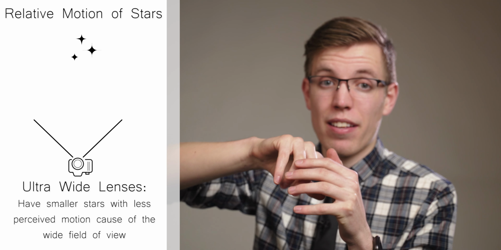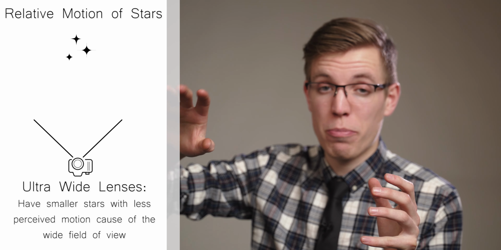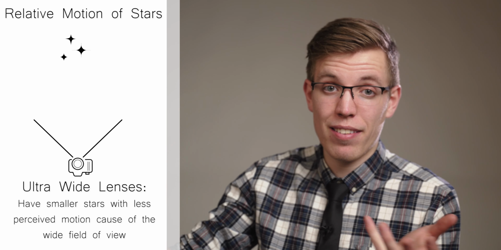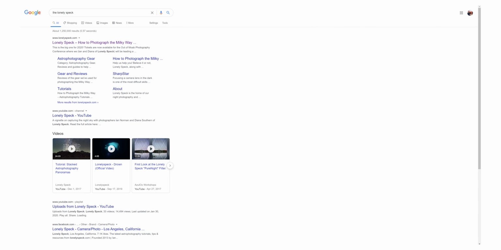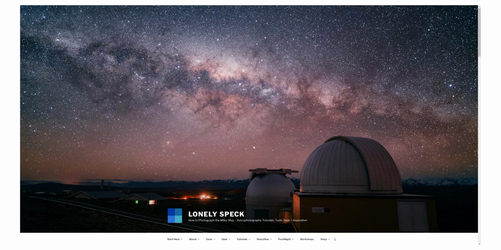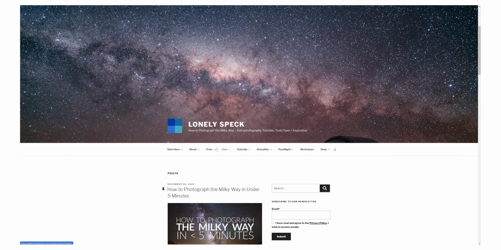By doing this, you can get a longer exposure image because the stars will be moving less in that image. I find that The Lonely Speck does a lot better job explaining this than myself, and go check out their website where they have a calculator to give you an idea of what the correct shutter speed to use will be, and even your ISO. I have a link in the description to lonelyspeck.com and their calculator there.